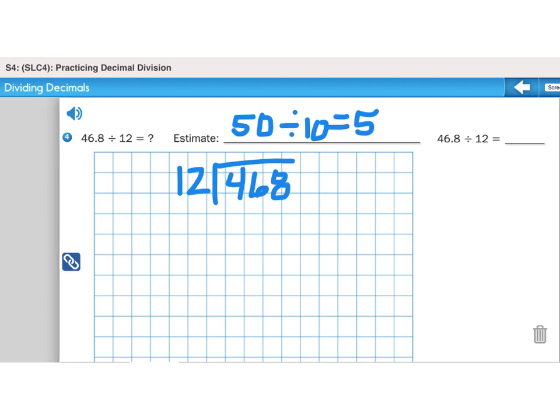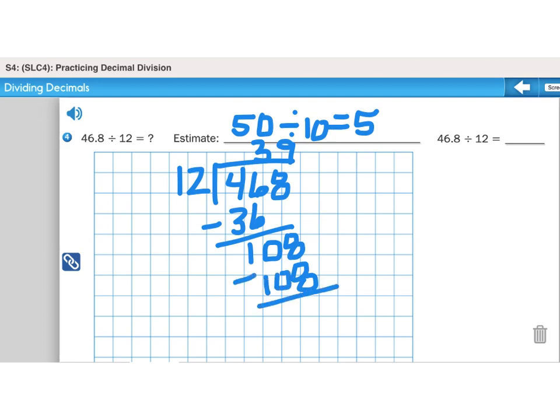12 will not go into 4, but we know 12 will go into 46 3 times, because 3 times 12 is 36, so we're going to subtract this. It gives us 10 left over. Now we're going to bring down the 8. So now we have 108. How many times is 12 going to go into 108? Let's try 9 times. 9 times 2 is 18. Carry over 1. Oh, perfect.